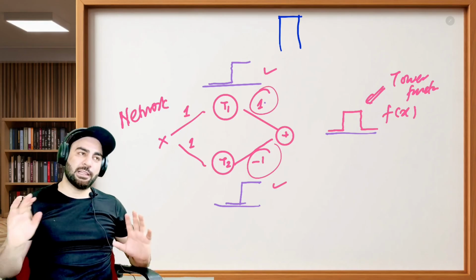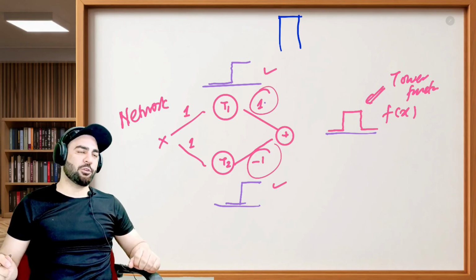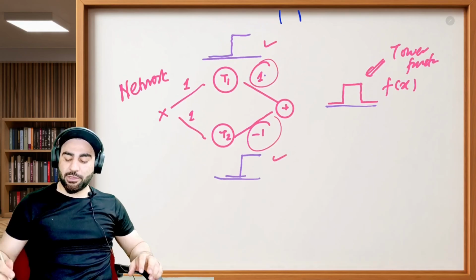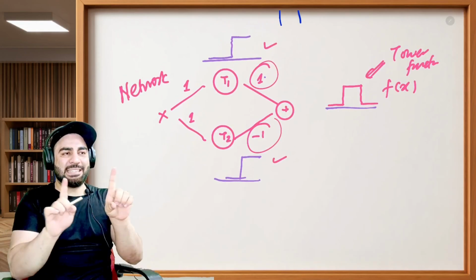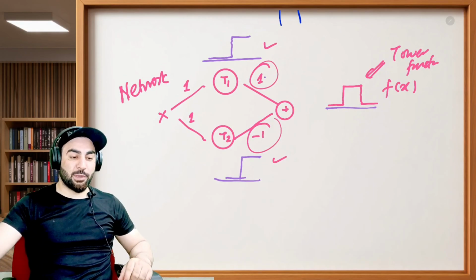Okay, I can do this with, let's suppose, a sigmoid neuron, a threshold neuron, whatever neuron. I'll show you a construction of this sort. Basically I'll have two functions, and then I'll adjust them in such a way that it makes this tower function. Give me a second, I'll show you the visualization.